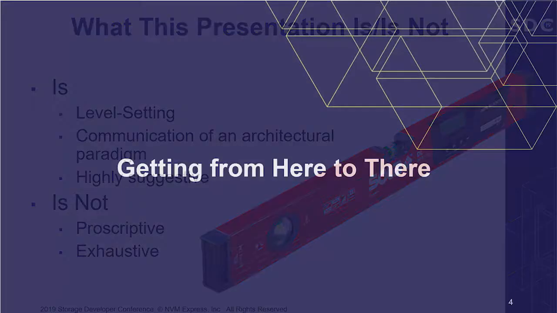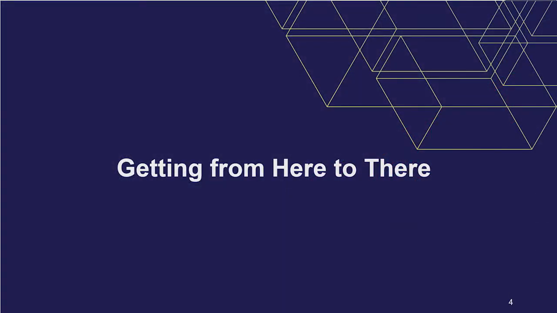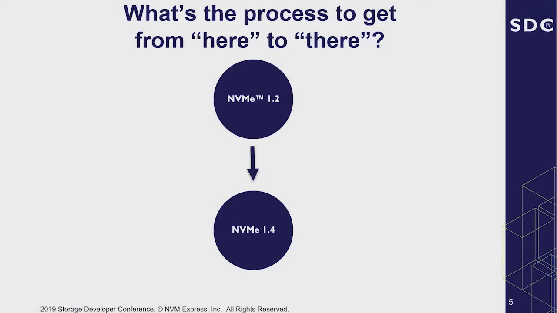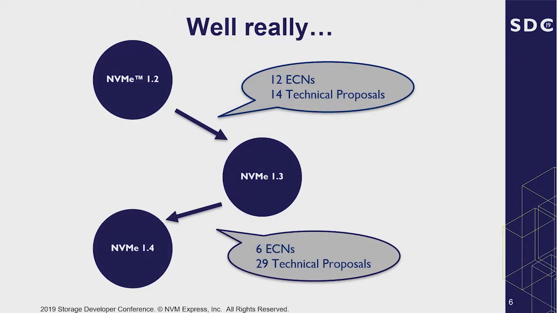Okay. Next. All right, so starting from getting from there to here. We're going to start at the top of the funnel, and we're going to work our way down pretty quickly. Now, in theory, the process of getting from 1.2 to 1.4 should be relatively straightforward. You pick up 1.4 and you start writing to the spec, right? Well, not really, because if you instead go from 1.2 to 1.3, you have to deal with 12 ECNs, 14 technical proposals just to get to 1.3.